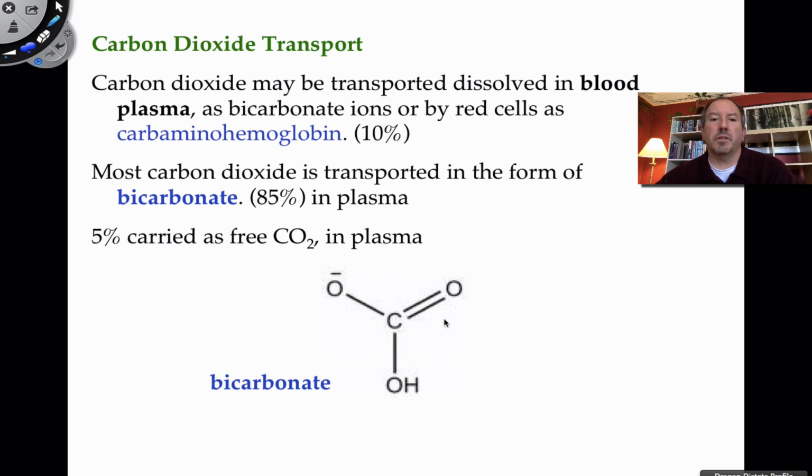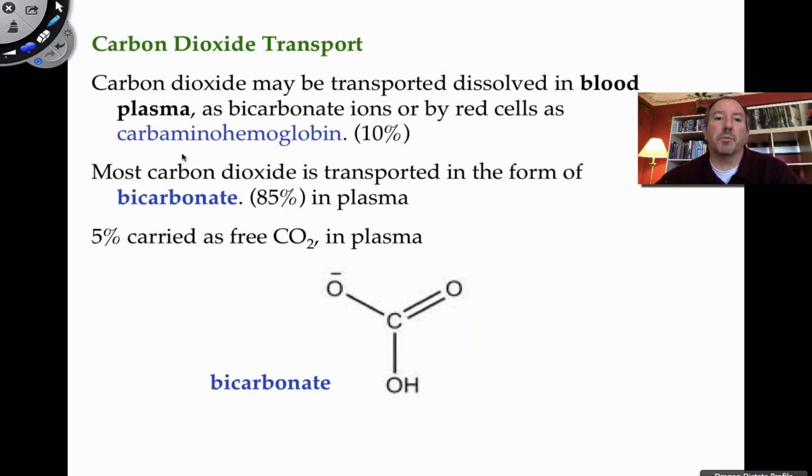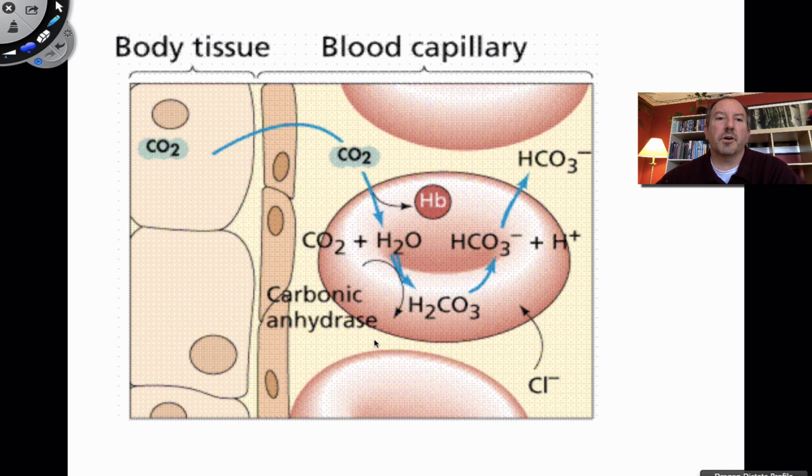So most of the CO2 is in bicarbonate, and then some is carried by the carbaminohemoglobin. The carbaminohemoglobin is in the red blood cell, but so is the carbonic anhydrase, which is the one that is speeding up the production of carbonic acid and then bicarbonate, even though the bicarbonate travels in the plasma. So here's actually a cool picture of the carbonic anhydrase right there, and a little picture of what I was trying to draw earlier.